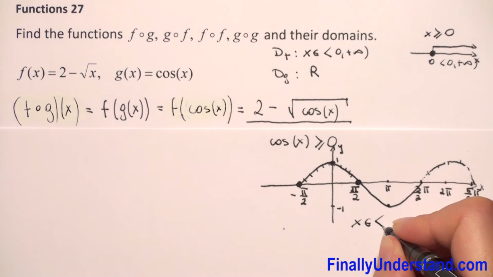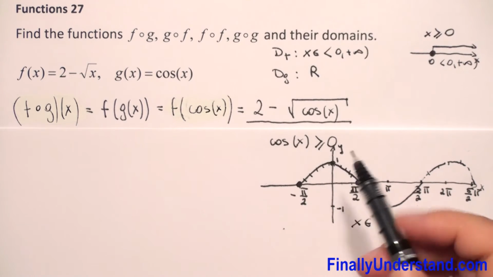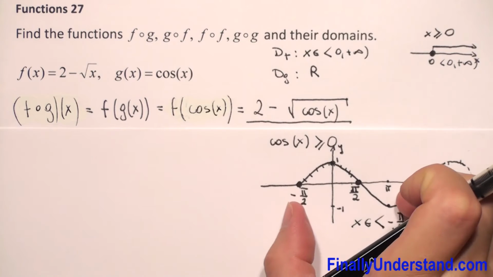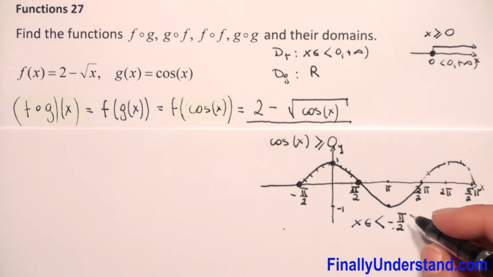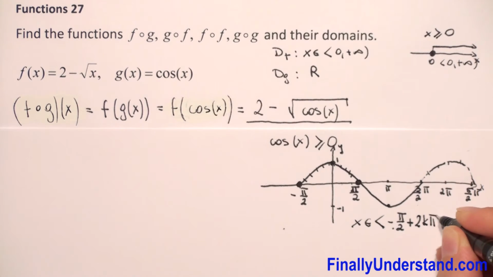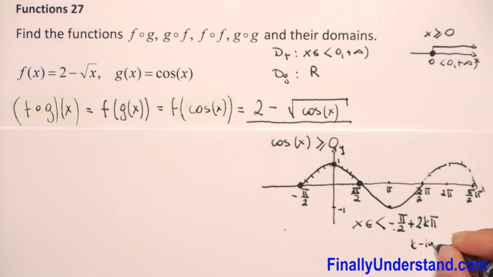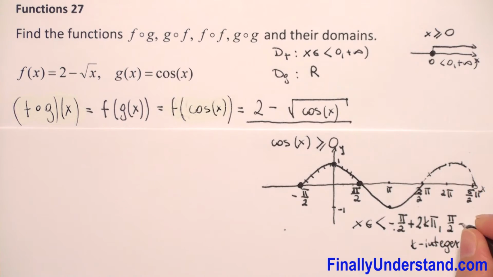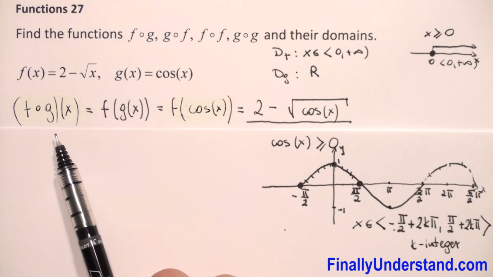belongs to the interval closed on both sides, because we have greater than or equal to, from negative pi over 2, and because this cosine repeats every 2 pi, I have to add plus 2k pi, k is an integer, and from negative pi over 2 to pi over 2, and again I have to add 2k pi, closed interval. So this is our domain for our f of g function.